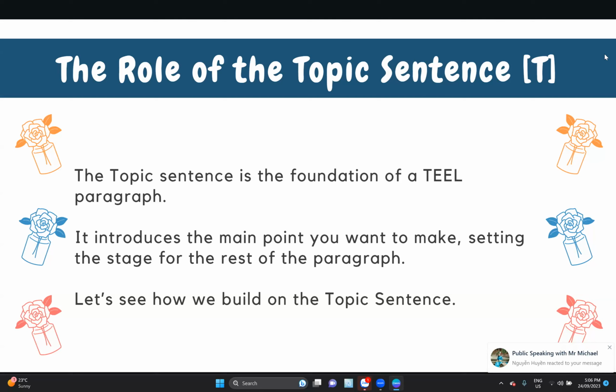So just a quick note before we do move on. I do have some example teal paragraphs to show you later in the presentation. So basically, you want to make sure that your topic sentence is short and straight to the point. It's not something that you want to drag out over multiple lines of writing.